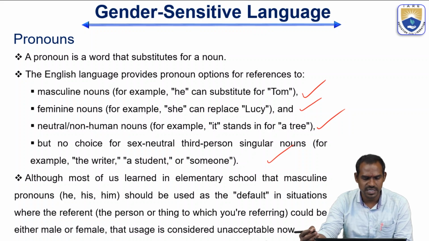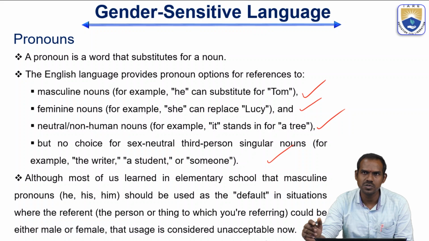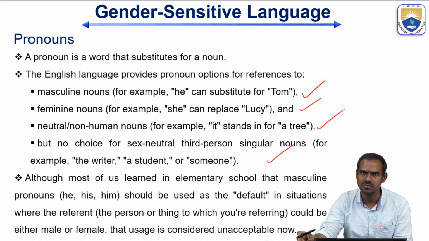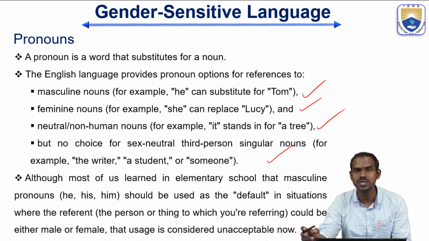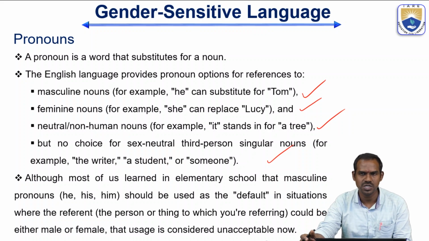And the fourth case: there is no choice that exists for sex-neutral third-person singular nouns. For example, the writer, the author, a student, or someone. They are sex-neutral third-person singular nouns, and they do not have any pronoun. There is no choice for those kinds of nouns. So there are choices for three kinds of nouns: masculine nouns, feminine nouns, and neutral or non-human nouns. But there is no choice for sex-neutral third person singular nouns.